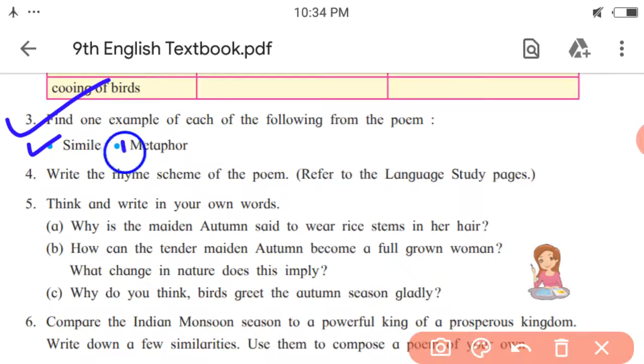Next one, metaphor. It is also comparison, but the words so, as, and like are not seen in the line or the example of metaphor. It is the implicit comparison of two things, two persons, etc. So what is the example? It is there in the first line of the poem. The autumn comes, a maiden fair.